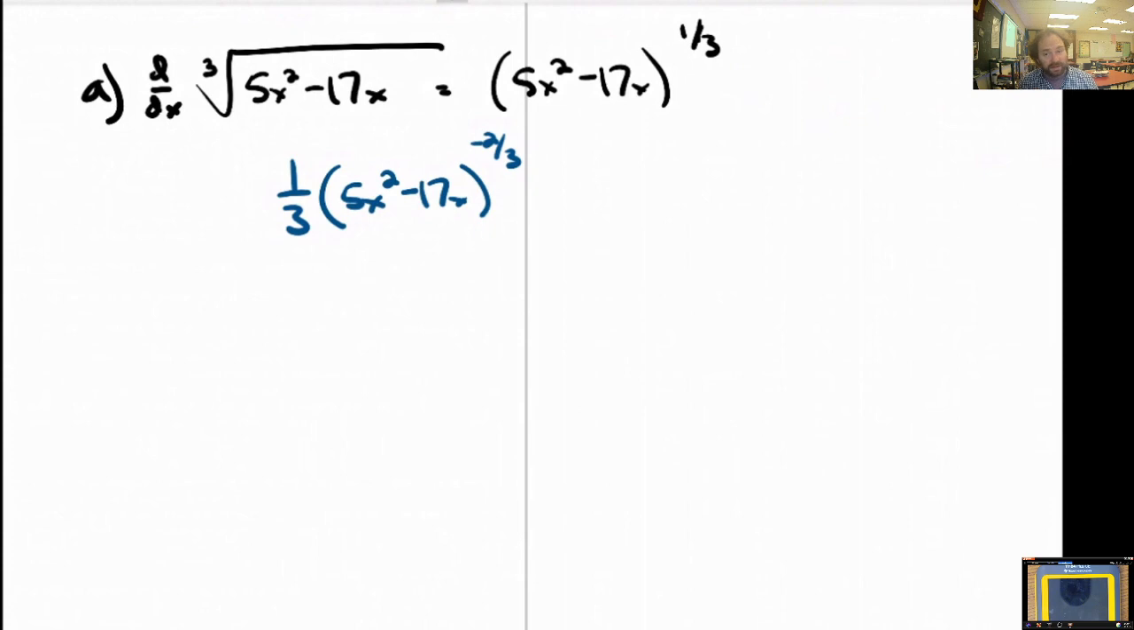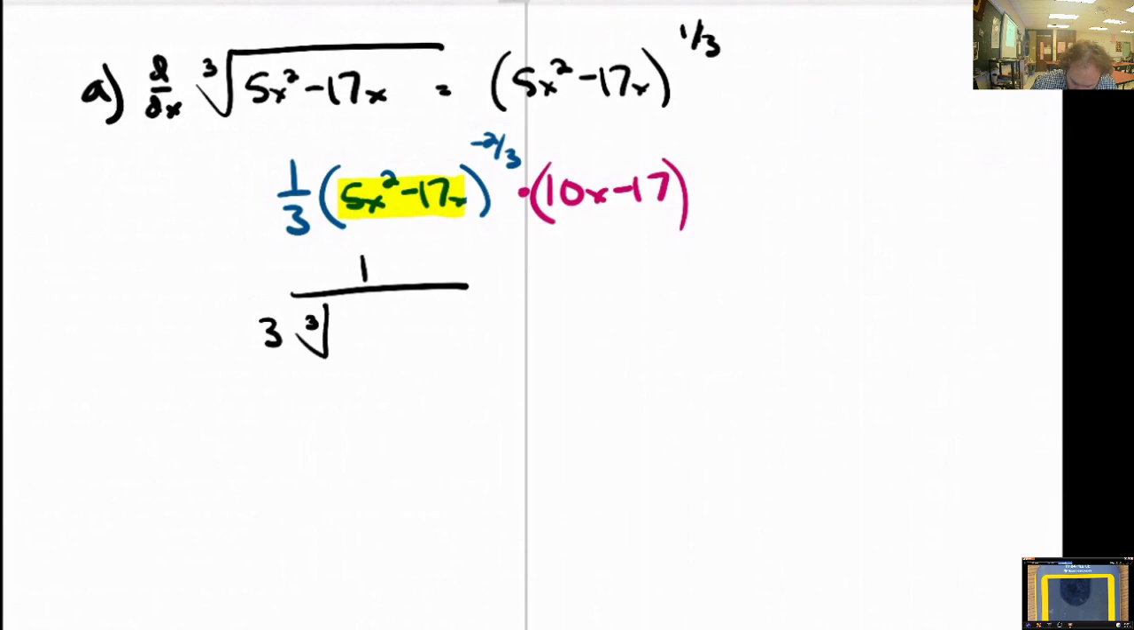Of course, that's not done yet because we still have to think about the chain rule. We have to multiply by the derivative of the inside part, which would be 10x minus 17. And that is, I believe, the correct answer. I'm not going to go any further than that because I wouldn't need to in any capacity. I suppose if you really wanted to get fancy with it, you could do 1 over 3 times the third root of (5x squared minus 17x) squared, times 10x minus 17. I guess you could slap 10x minus 17 on the top of that fraction too. If you wanted to get fancy, you could. You don't need to, though.